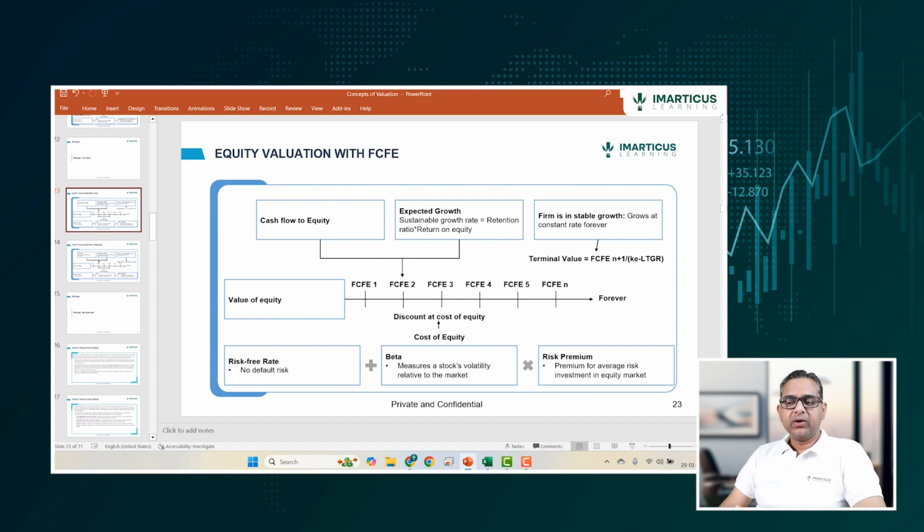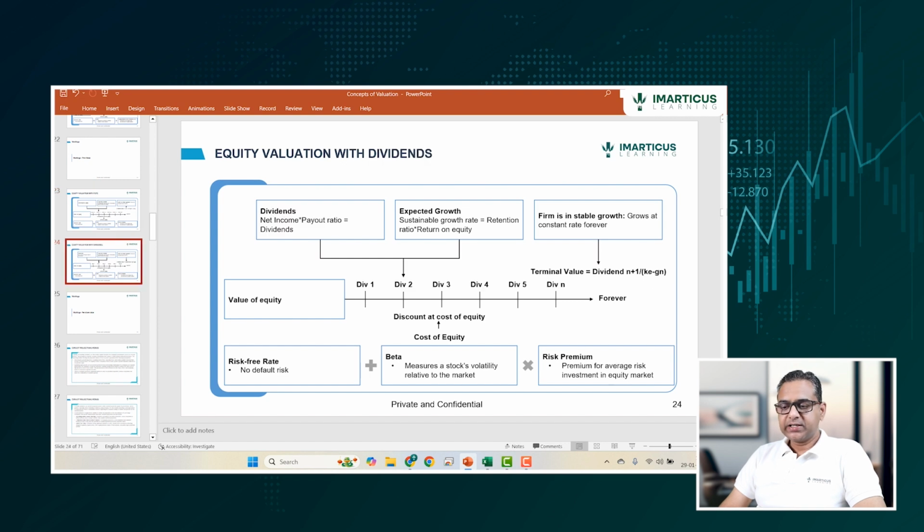Similarly, we can also do equity valuation with dividends. So here we project the dividends, we forecast the dividends, and then we expect the dividends to continue to grow at a constant growth rate. And then we use the discount rate as cost of equity again, because these are cash flows to equity. So very similar, just that rather than FCFE, we are projecting the expected dividends as the returns for equity holders.